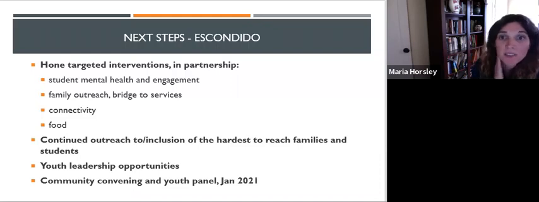Next steps in Escondido are to continue to hone interventions that emerged as promising during our first community school partner convening. A multi-pronged approach started to emerge as we had a diverse set of stakeholders, and there was momentum to pursue multiple avenues. The promising areas of focus were addressing student mental health and increased access to the type of support they need, family outreach and connecting them to appropriate social services, internet connectivity, and increased access to and knowledge of regional food distribution resources.